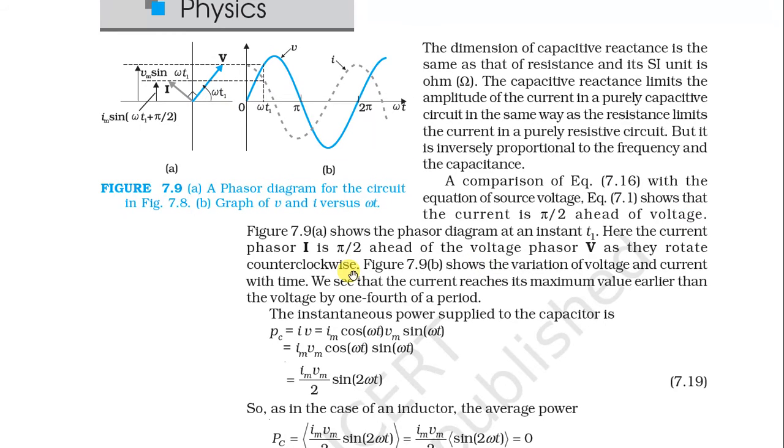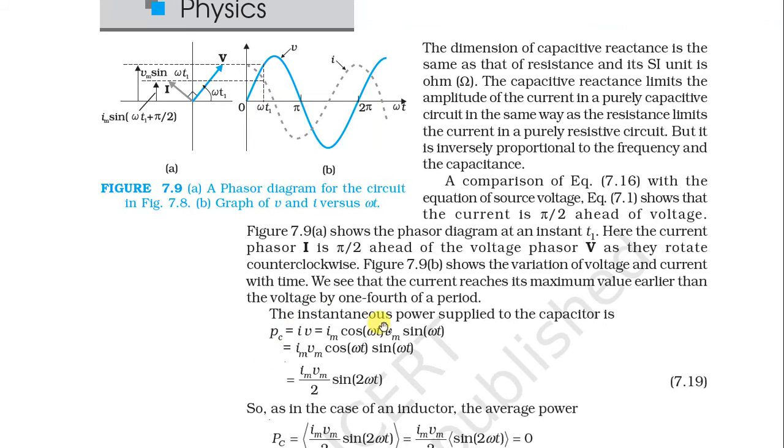Here the current phasor I is pi by 2 ahead of the voltage phasor V, as they rotate counterclockwise. We have already shown in this figure the variation of voltage and current with time. We see that the current reaches its maximum value earlier than the voltage by 1/4 of a period.